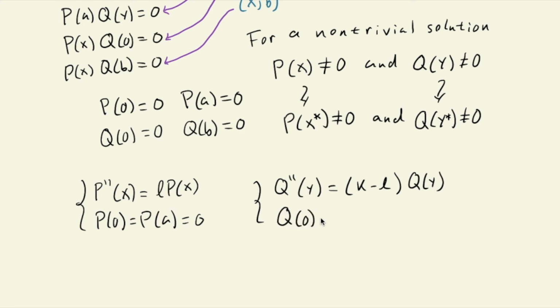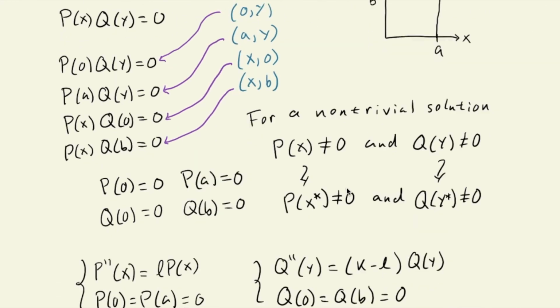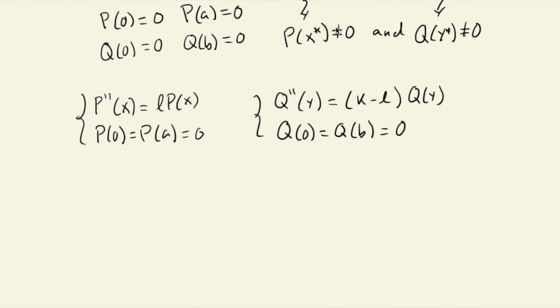Q of 0 is equal to Q of B is equal to 0. Okay? Two boundary value problems that we have seen how to solve before. Let me make sure that this is a k minus L. Yeah, k minus L. Okay, don't want to mess anything up. All right. So we have seen the solutions of this problem before, right?